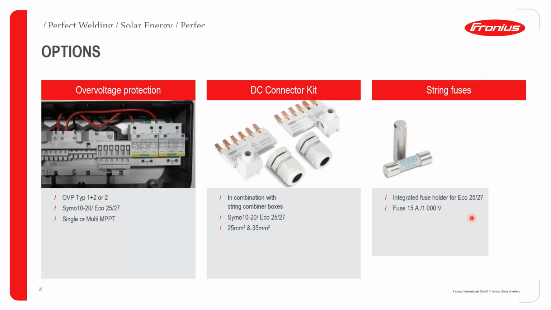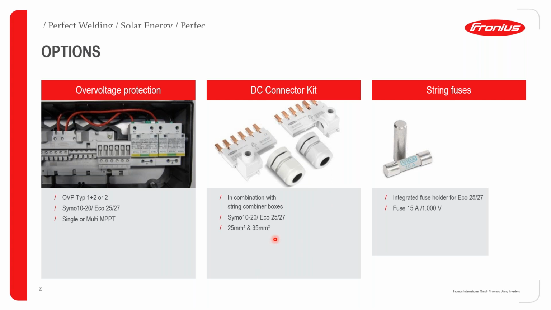Okay, moving on to the different options that can be ordered with the Eco and the SIMO. Starting with the overvoltage protection, you can order SPD type 1+2 or type 2 on the DC side, and this is applicable for the SIMO and the Eco. You can also choose to order a DC connector kit, which is applicable for both inverters as well.